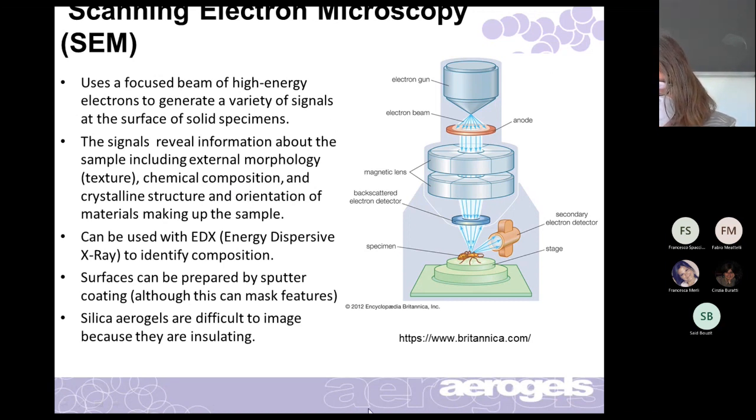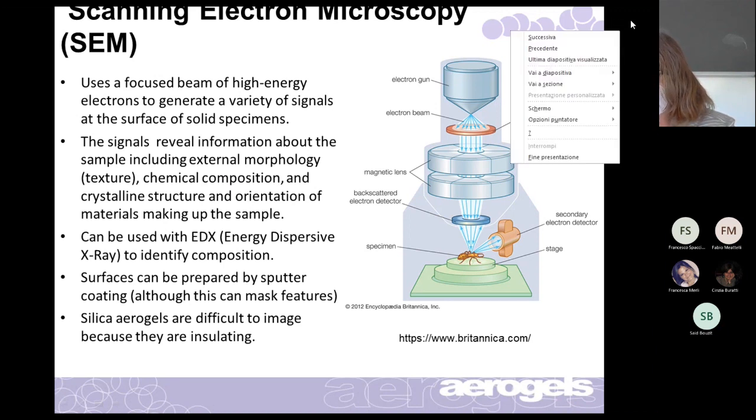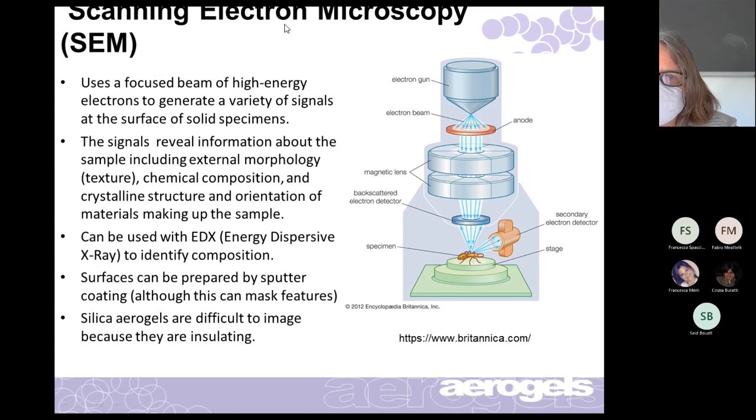Can you see the top where it says scanning electron microscope online? Yeah, you can see. Okay. Have any of you used a scanning electron microscope? Has anyone had one to use?